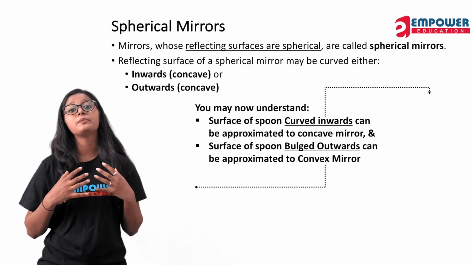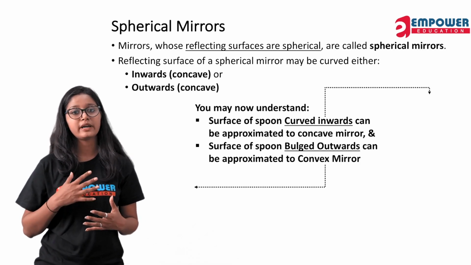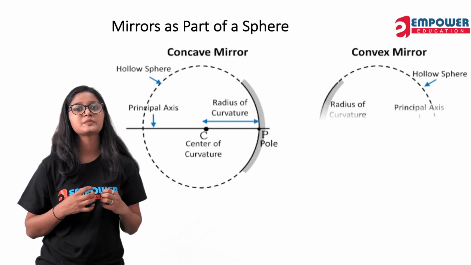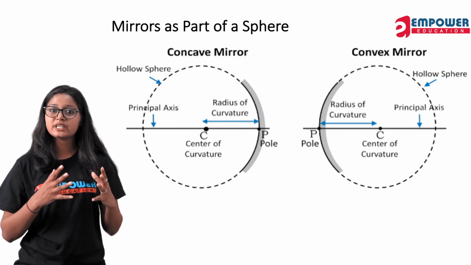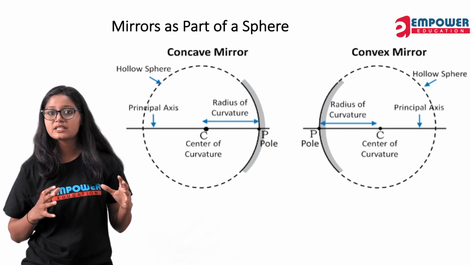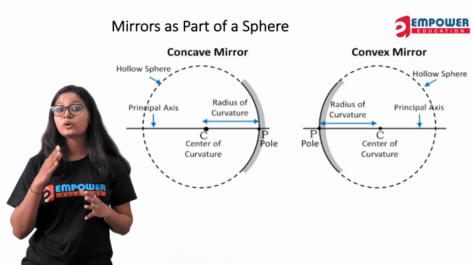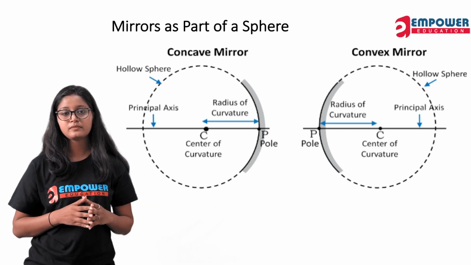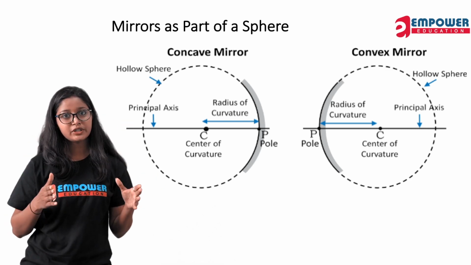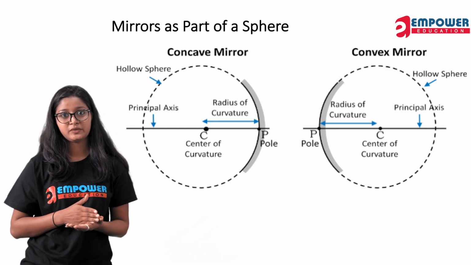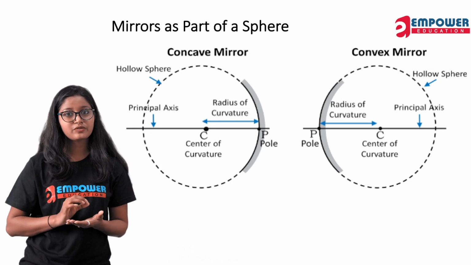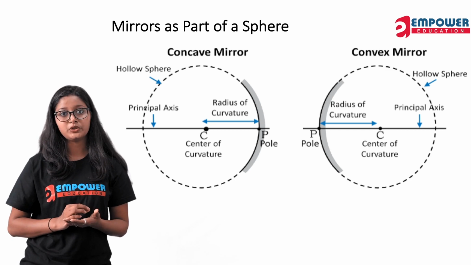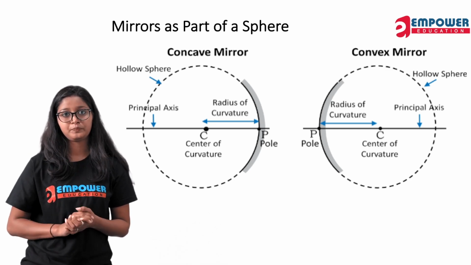Now, before talking about how the images are formed by a spherical mirror, let's talk about some terms which are related to the spherical mirrors. If you have a look at the reflecting surface of the spherical mirror, you can consider that reflecting surface is a part of a sphere. Now you have a sphere, obviously you will have the center of the sphere. When we talk about mirrors, we call the center of the sphere the center of curvature.